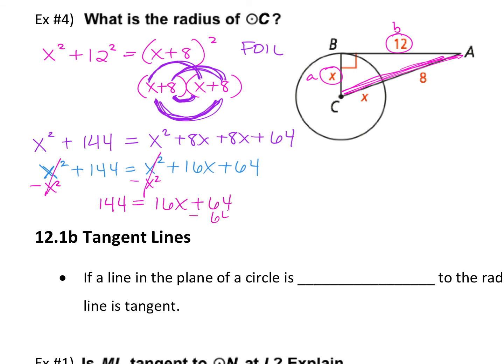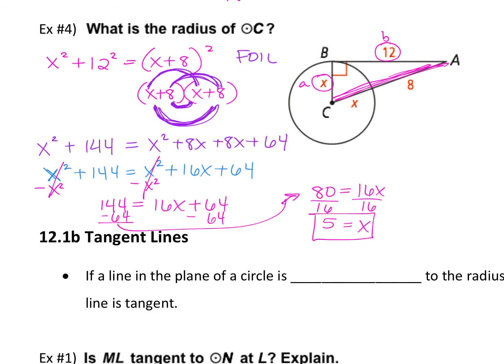Take away your 64. I'm running out of room. I'm going to move over here. So 144 minus 64, that's 80, equals 16x. Divide by 16. What does that come out to? 5, right? So the radius would be 5.